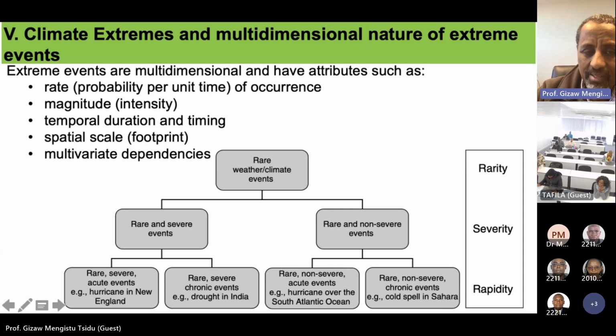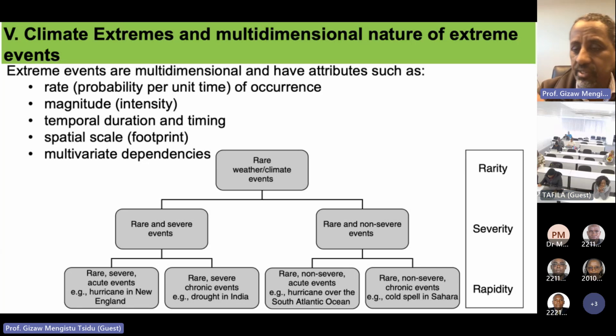Spatial scale: is it highly localized or is it a widespread type of event? That's also important. If it's a very localized one, it's a small scale. If it's a large scale, let's say continental or global scale, it is a very large event. So that can also be used to distinguish one extreme event from the other. These are basically a matrix by which we can characterize them. So this is a fourth dimension. And of course, all of these are dependent on each other.